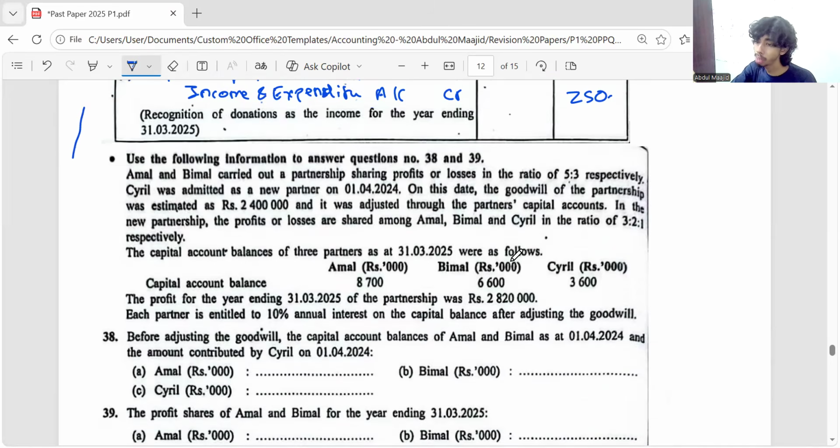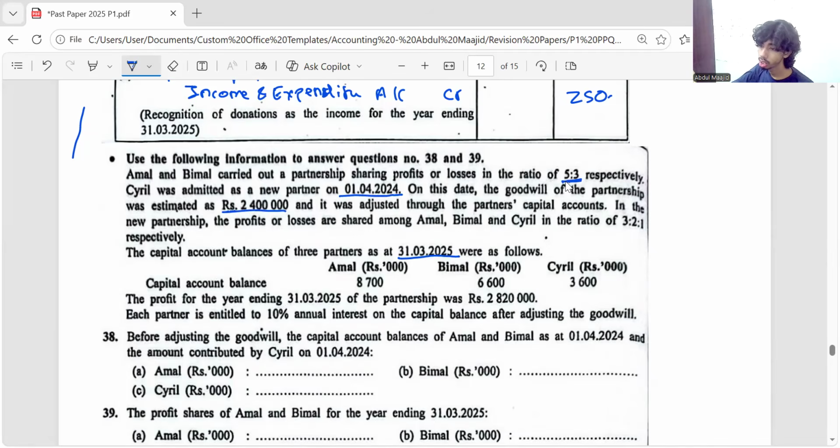Okay. Amal and Bimal carried out a partnership sharing profit or loss in the ratio of 5:3, respectively. Cyril was admitted as a new partner on the opening date. On this date, the goodwill of the partnership was estimated as 2,400,000 and it was adjusted through the capital account. In the new partnership, the profit or loss are shared among Amal, Bimal, and Cyril in the ratio of 3:2:1 respectively. Okay, the capital account balances of the three partners as at 31st March.